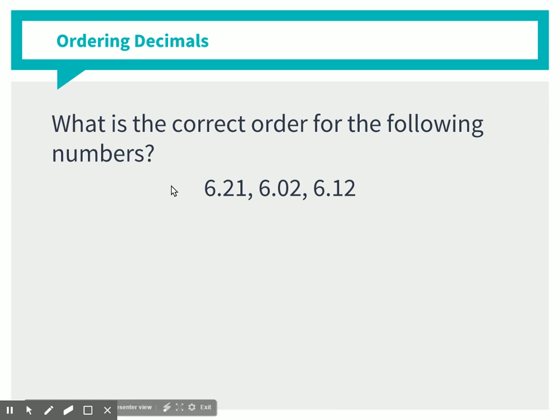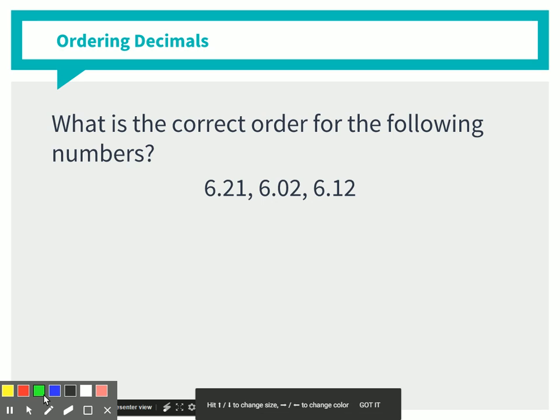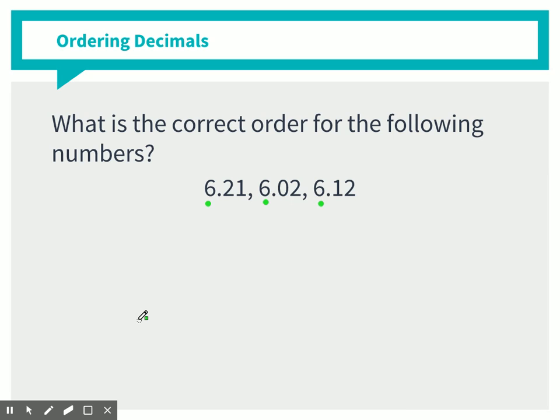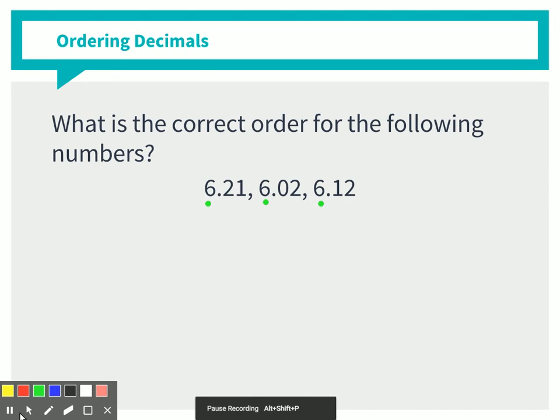All right, and one more with comparing decimals. Now in this one, we want to figure out what is the correct order for the following numbers. And we want to put them in order of least to greatest. Okay, so we want to put them in order from least to greatest. Now again, I'm just going to start with the ones place on each and go, okay, well, each of them has a 6. All right, so that gets me started on that.